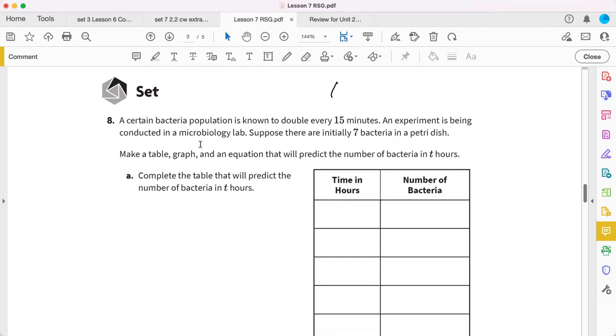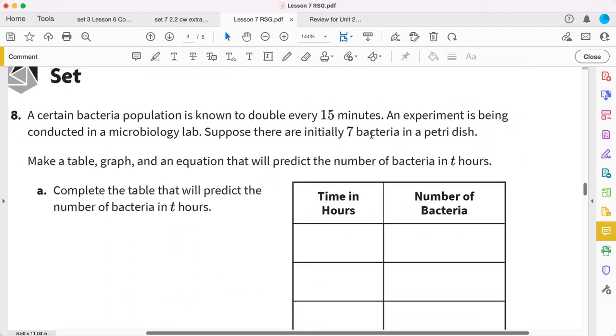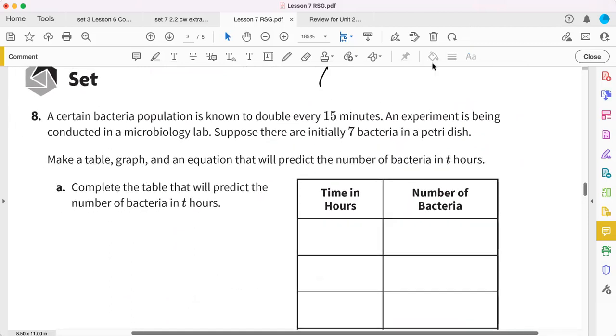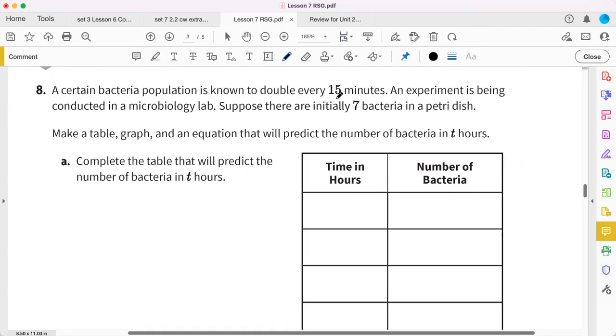We have a certain bacteria population known to double every 15 minutes, in experiments being conducted in microbiology in the lab. Suppose there are initially 7 bacteria in a petri dish. Make a table, graph, and equation that will predict the number of bacteria in t hours. Well, the key element here is that it's every 15 minutes, which is a quarter of an hour. And so maybe let's back it up a little bit. At 0 hours, we have 7.